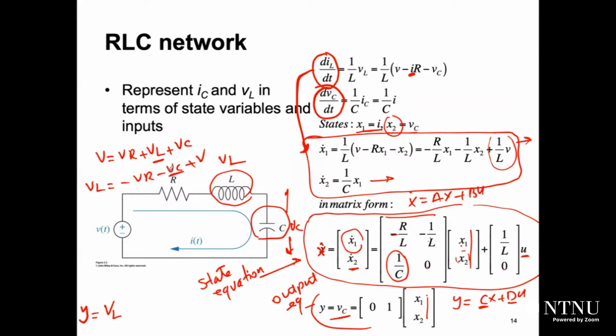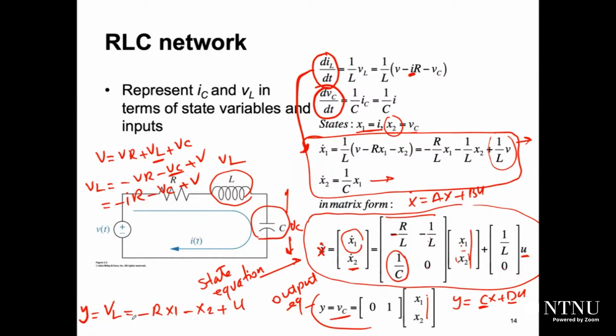Remember, VC is a state, so we will keep it as it is. This is X2. But what about VR? VR is not a state, but in fact it's I times R. So this will be minus I times R minus VC plus V. In this case, I can write this equation in this form. But just remember, I is X1. So I will write it as minus R multiplied by X1, correct? Minus VC, and VC is X2, so minus X2, plus V, which is my input, U.